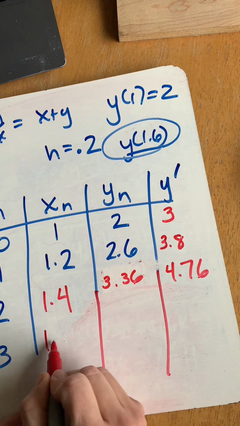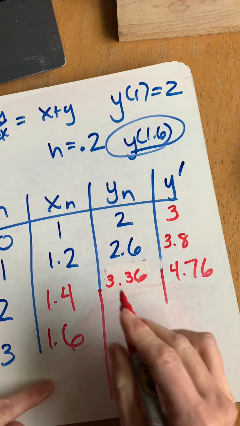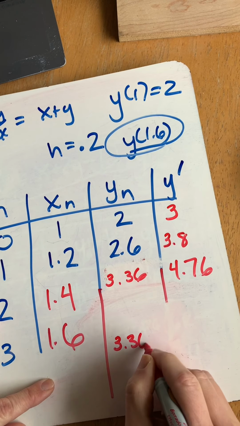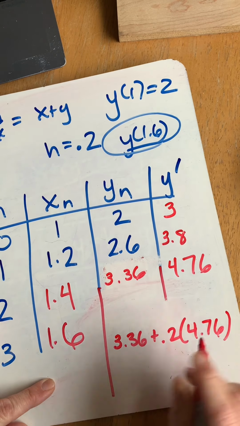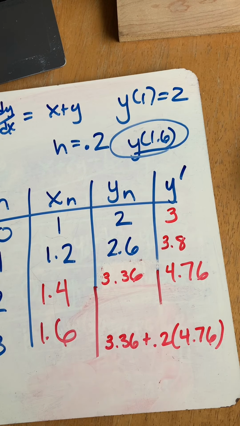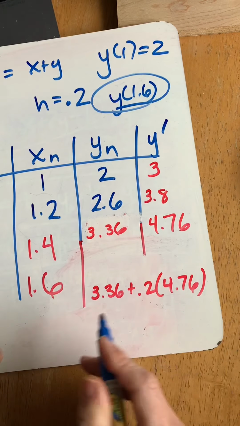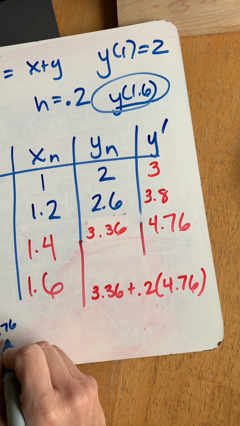Let's see if we're right. Let's do it one more time. 1.6. So this y, the y that came before, plus the step size times the derivative that came before. You could probably use a scientific calculator for this. Your calculator can't do it for you anyway. I just don't feel like getting up to get it. So 4.76 times 0.2.